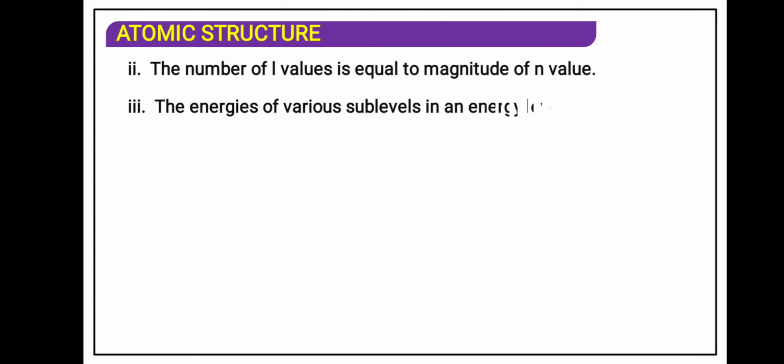The number of azimuthal values, l values, is equal to the number of principal values, n values. The l values go up to n minus 1. The energies of various subshells in an energy level are such that s will have low energy, p will have a little bit more, d will have a little bit more again, and so on.